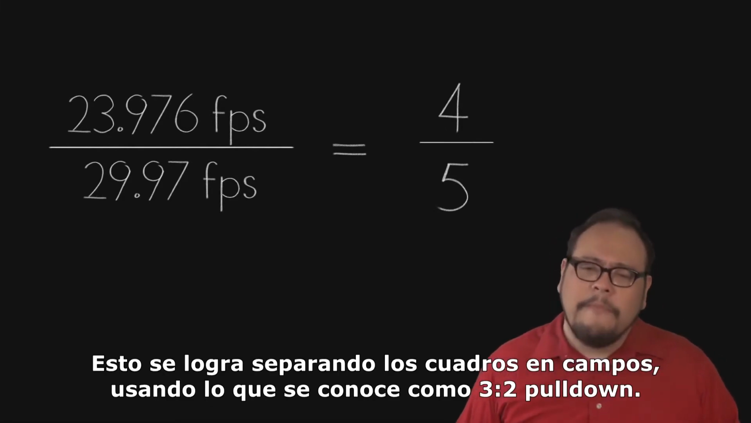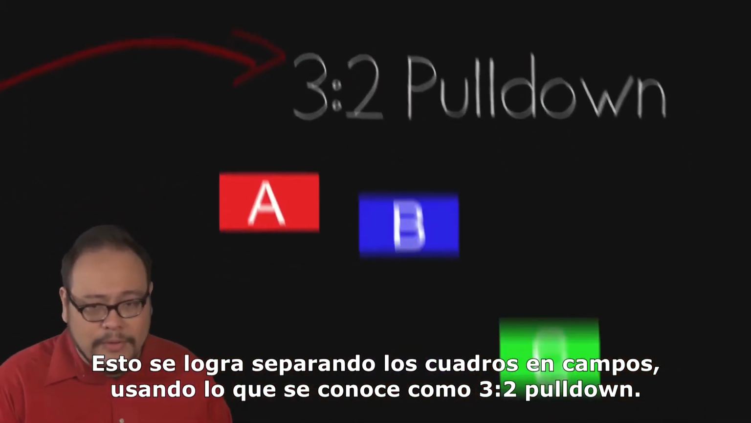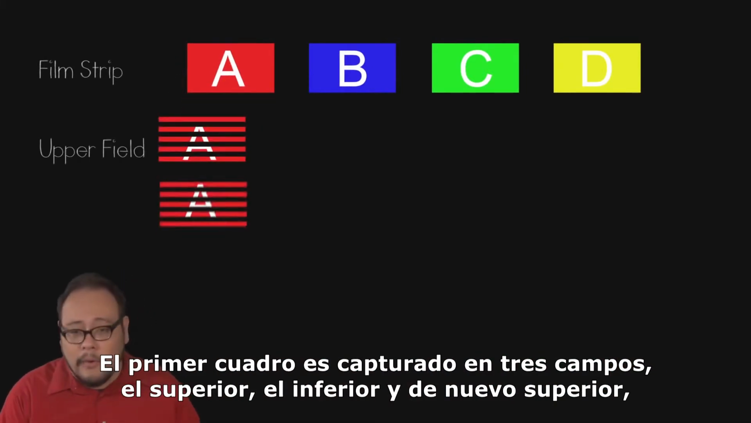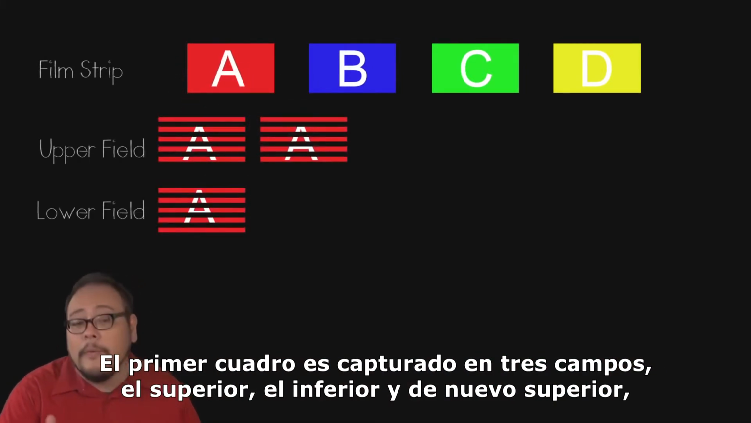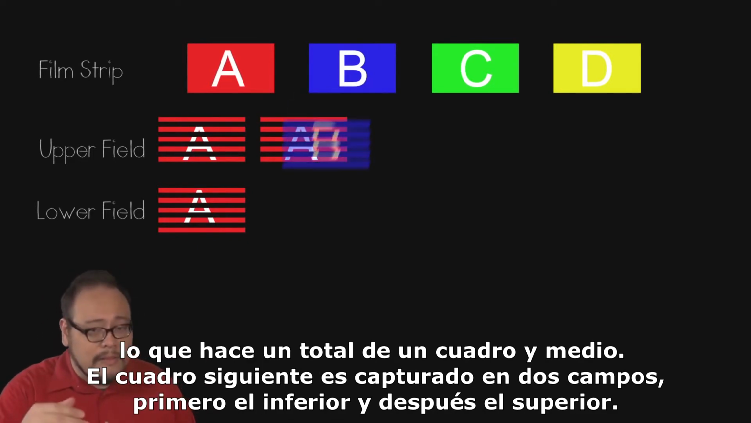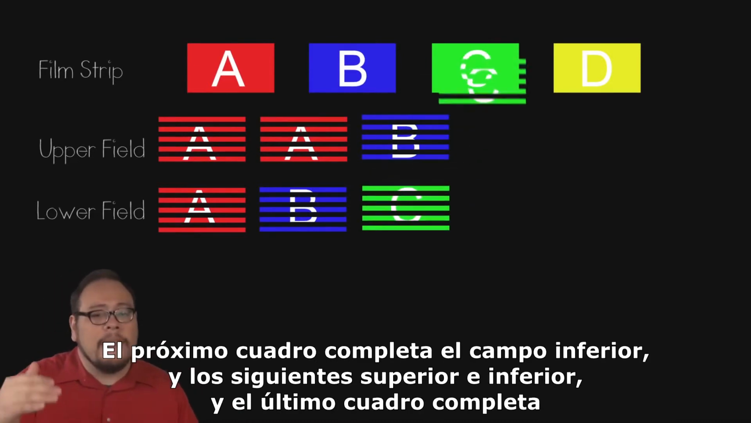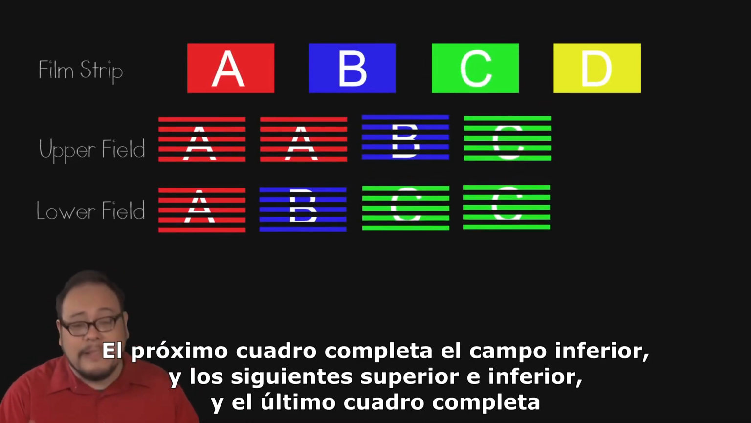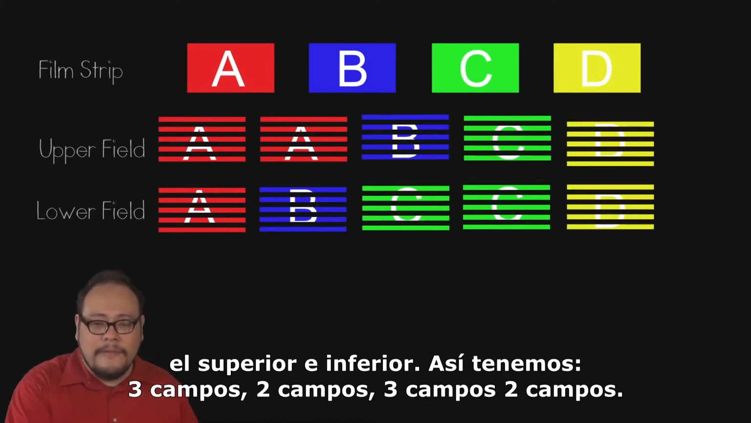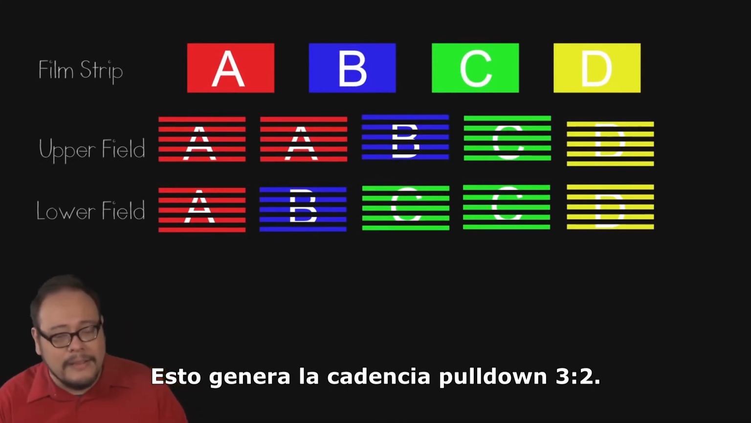Now, we do this by splitting the frames up into fields using a 3-2 pull down. The first frame is captured onto 3 fields, the upper, lower, and then upper field. That's 1 1/2 frames. The next frame is captured onto the following 2 fields, the lower and then the upper. The next frame after that fills up the lower, then the following upper and lower. That's 3 fields. The last frame filling up the upper and lower. So we have 3 fields, 2 fields, 3 fields, 2 fields. That's the 3-2, 3-2 cadence.